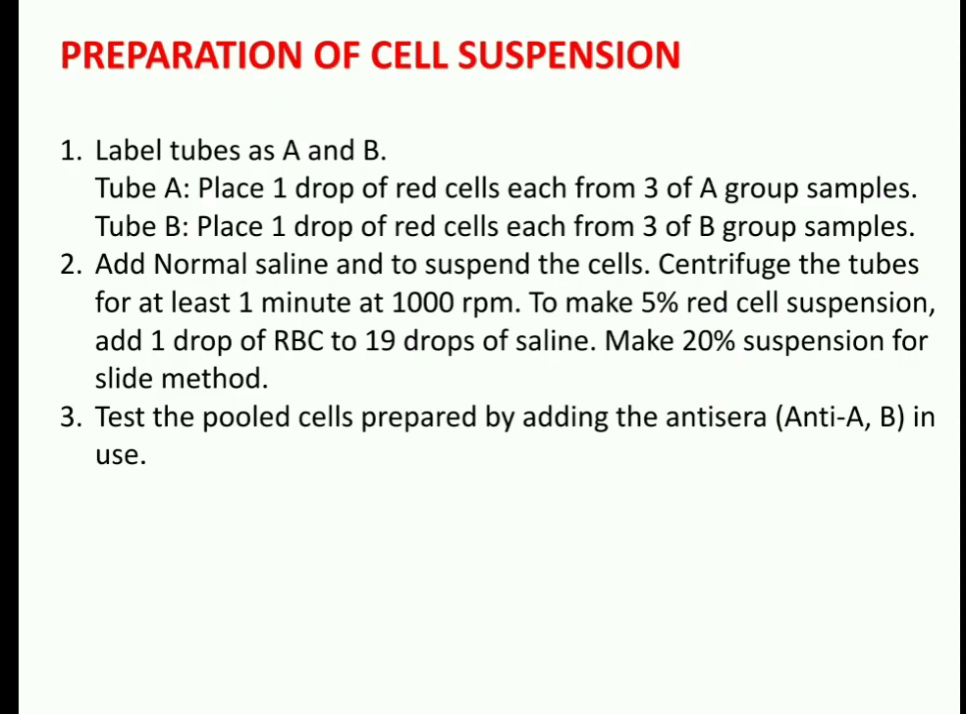To make a 5% red cell suspension, add 1 drop of RBC and 19 drops of saline. Make a 20% suspension for the slide method. Test the pooled cells prepared by adding anti-A and anti-B in use.